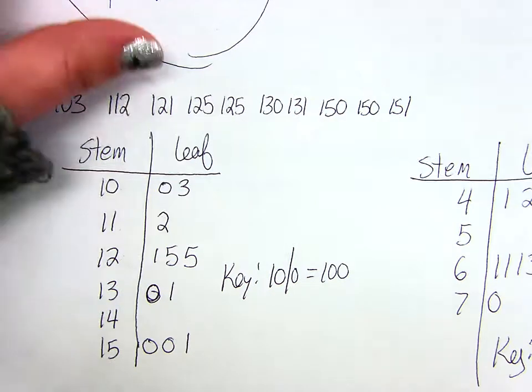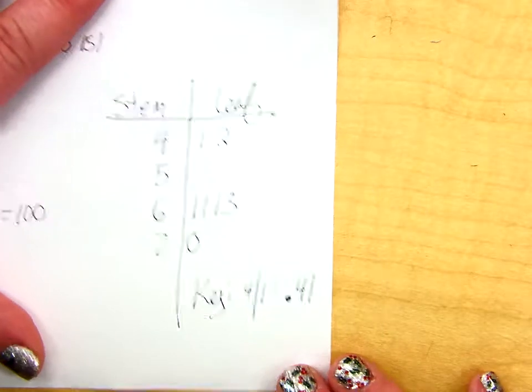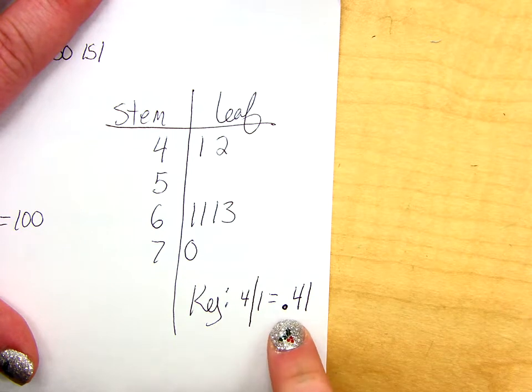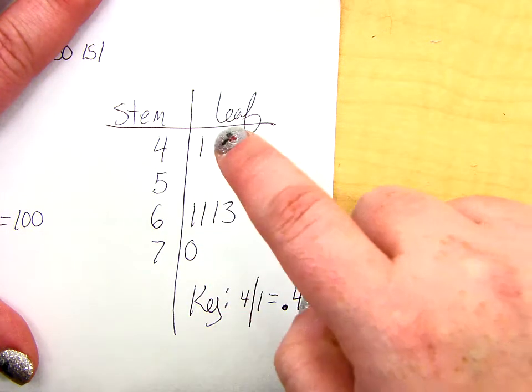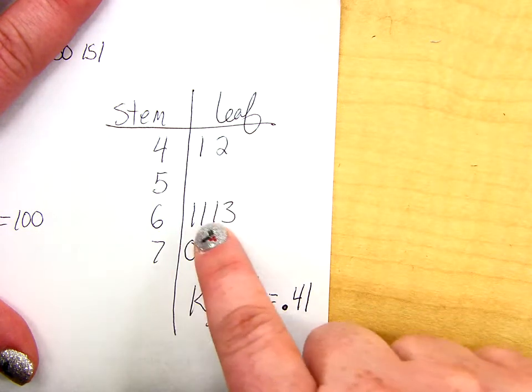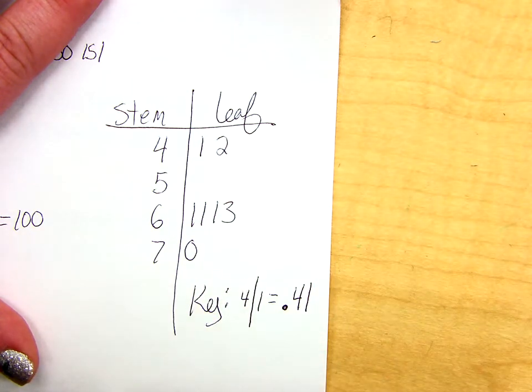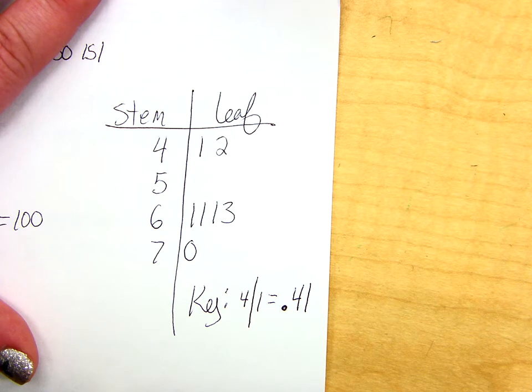And then we tried, if I gave you this, can you turn this back into a list of numbers given that key? So, if you know what you're doing, it turns out to be 0.41, 0.42, 0.61, 0.61, 0.61, 0.63, 0.70. Okay, so that's it on stem and leaf plots.